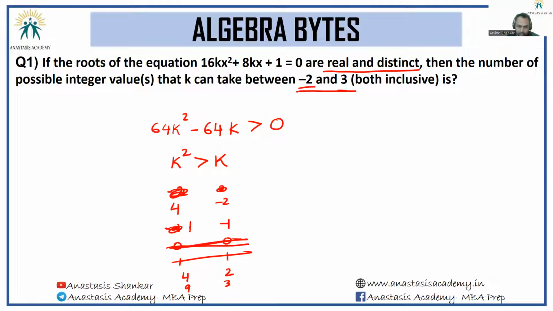So the answer to the question, how many different integer values can k take between these? There are 4 such cases. Answer to the question will be 4.